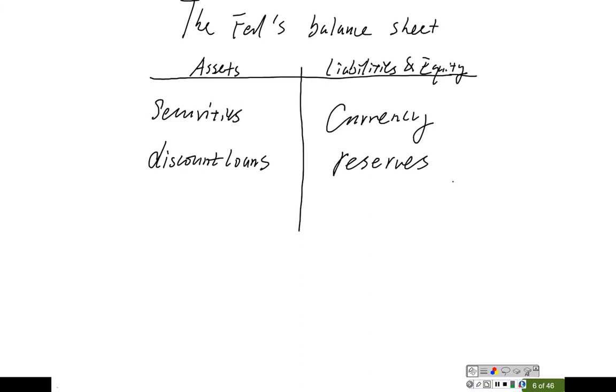So here is the simplified Federal Reserve balance sheet. You need to keep in mind the items on both the asset side and the liability and equity side.